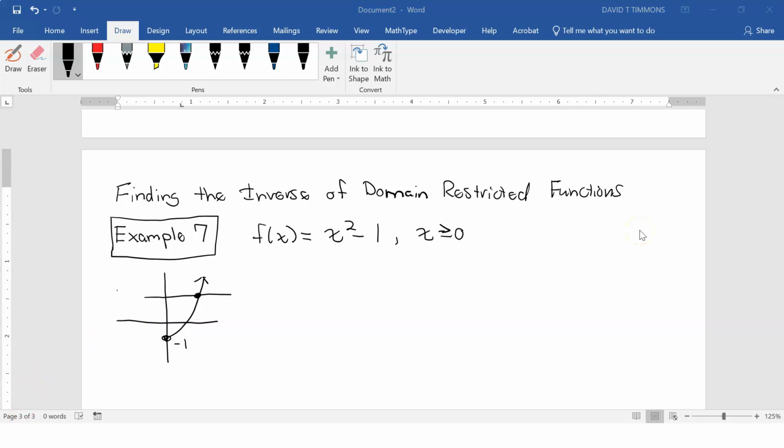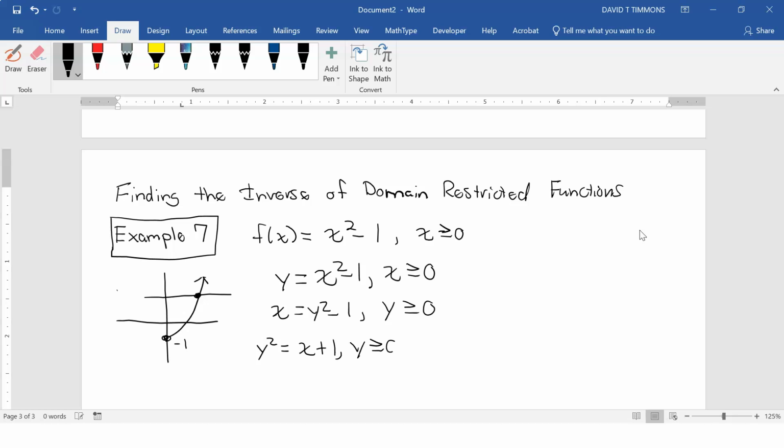Now we can solve for the inverse algebraically, but I'm also going to show you how to do it graphically as well. So let's apply our switch and solve strategy. Y equals x squared minus 1, and we do have to include the domain restriction. Now, switch x and y, and even in the domain restriction, x greater than or equal to 0 becomes y greater than or equal to 0. Now we need to solve for y here. So we'll get y squared equals x plus 1, y greater than or equal to 0.